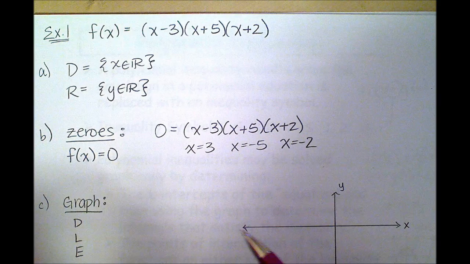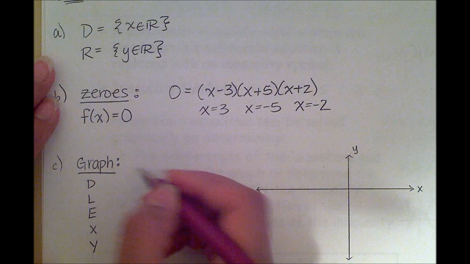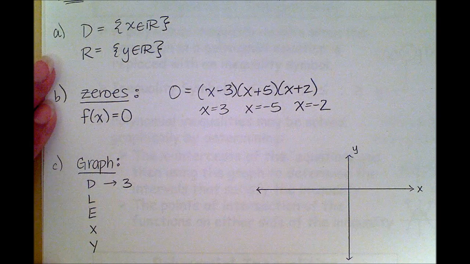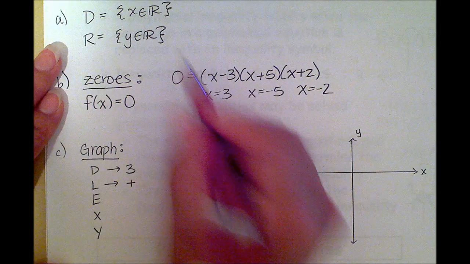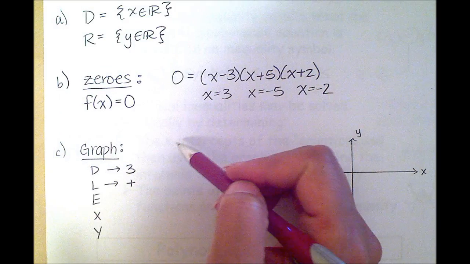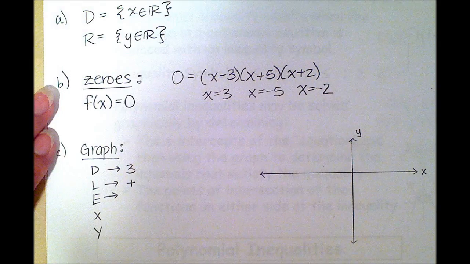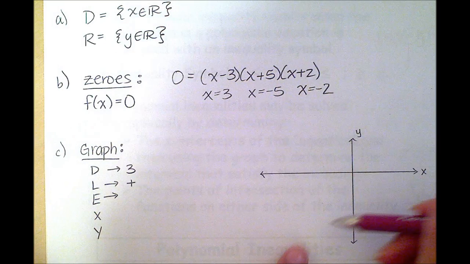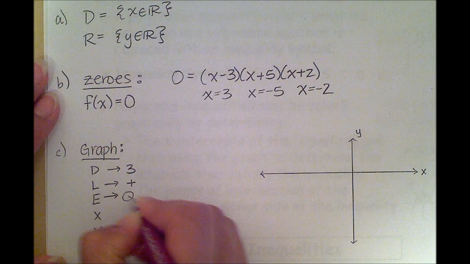Okay, and then in terms of the graph, the degree of the function is 3. My leading coefficient is positive. Okay, so you can see that it's positive at the front here. For the end behavior, since it's a degree 3 polynomial with a positive leading coefficient, it's going to go from quadrant 3 over to quadrant 1. So this is going to go from quadrant 3 to quadrant 1.